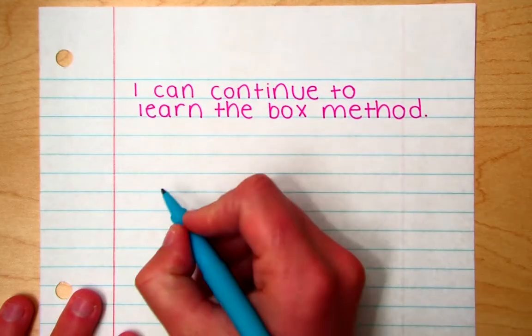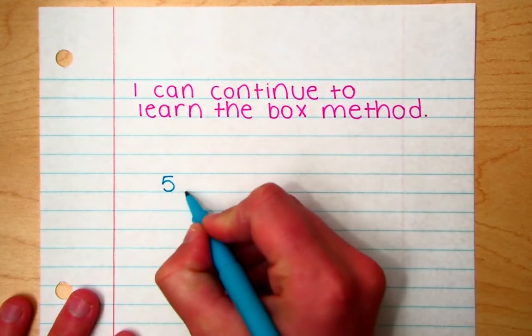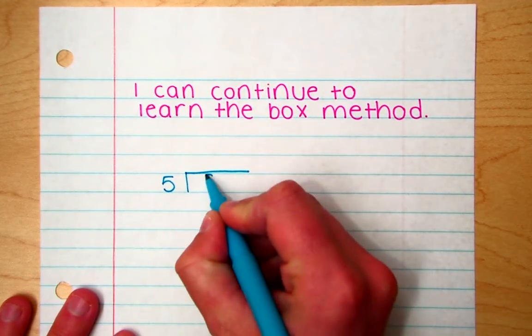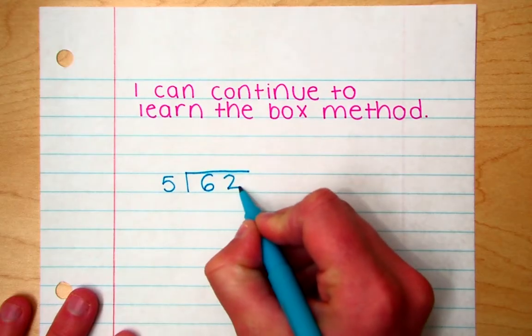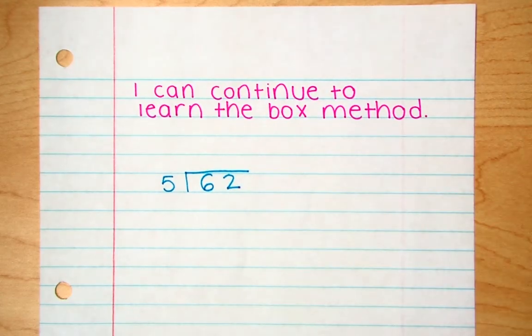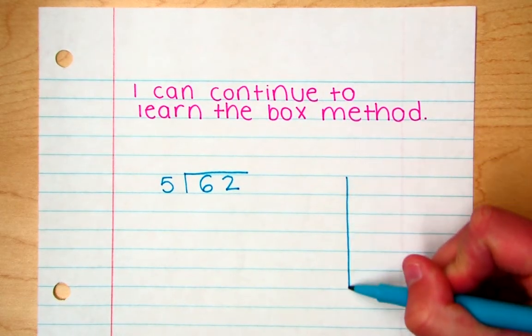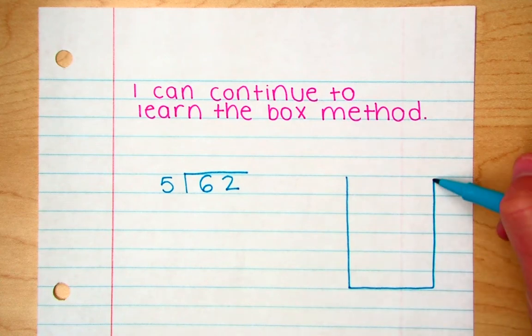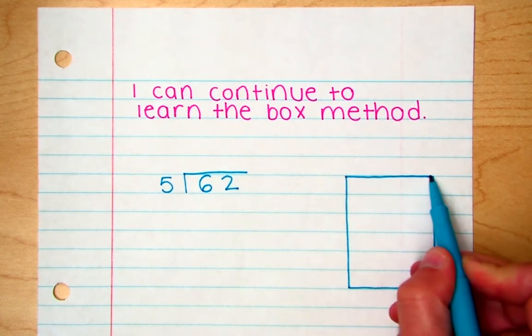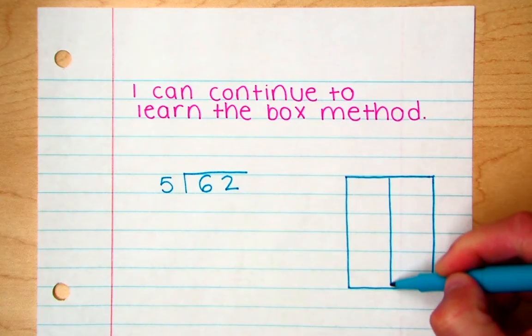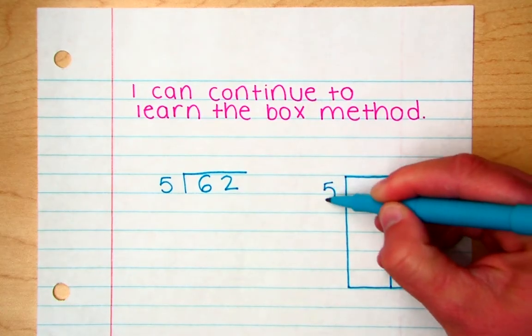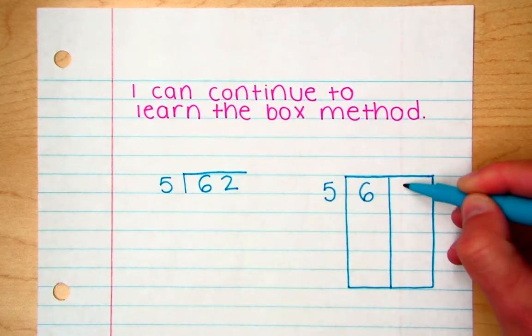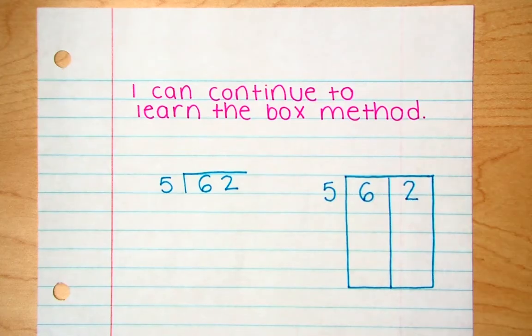Let's work on the problem 62 divided by 5. And for the box method, I need to put my bigger number inside of the box, and I need to put my smaller number on the outside. So I'm going to set up my problem just like this. Here's where I don't think I did a very good job of explaining.